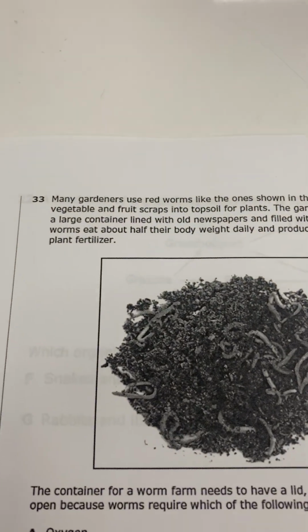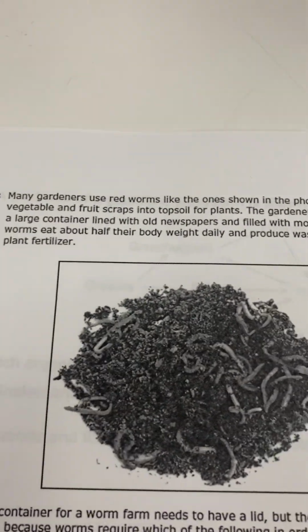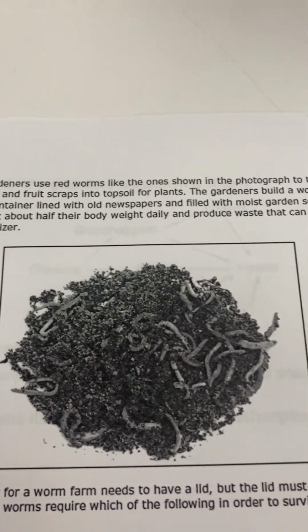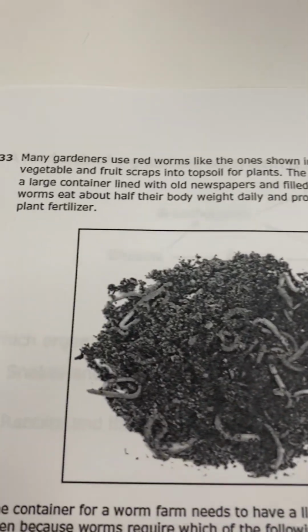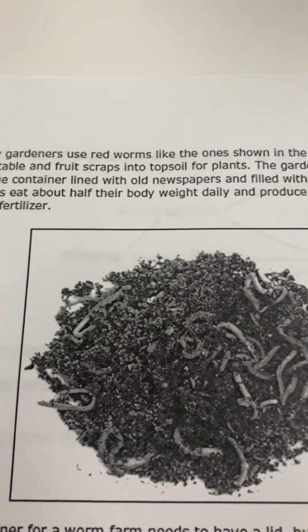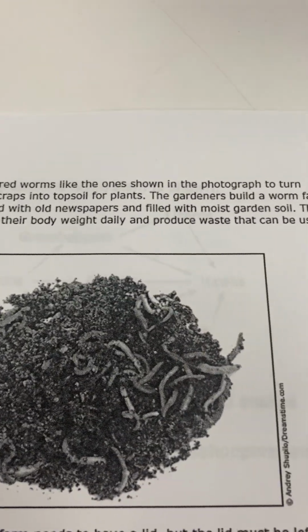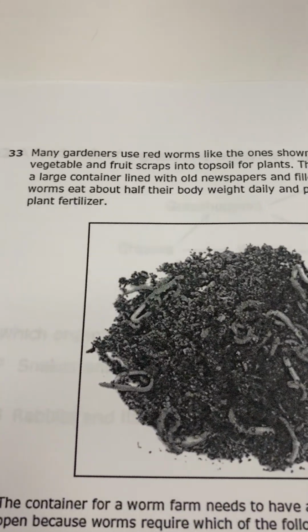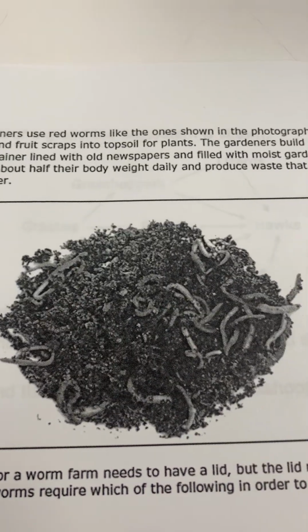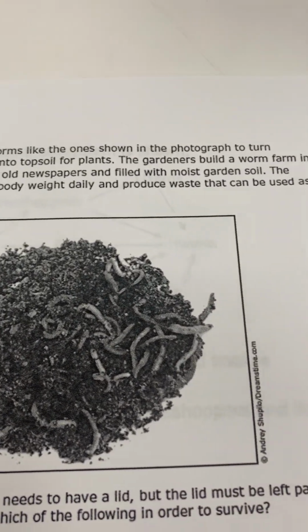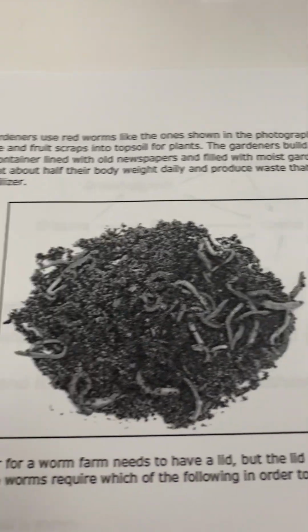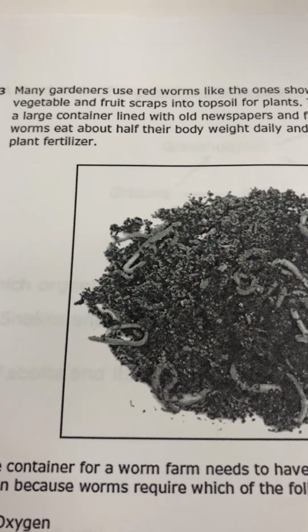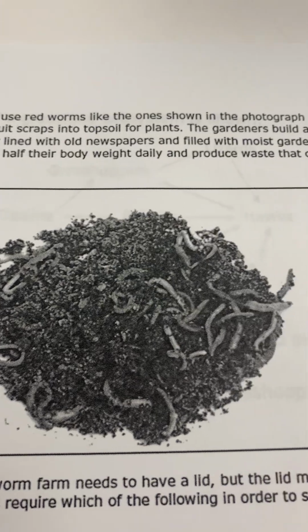All right, number 33. It says, many gardeners use red worms like the one shown in the photograph to turn vegetable and fruit scraps into topsoil for plants. The gardeners built a worm farm in a large container lined with old newspaper and filled with moist garden soil. The worms eat about half their body weight daily and produce waste that can be used as plant fertilizer.